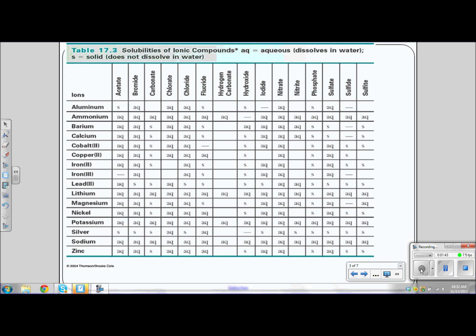This is your new solubility chart. This is going to be very useful to you. And notice that any time that it says AQ, that means that this compound, for example, ammonium hydrogen carbonate, dissolves in water. And we can look down here, copper two bromide dissolves in water. If there's an S, that means that the solid does not dissolve. It forms a solid, therefore it is not soluble in water. If there is nothing on the chart, it does not exist.